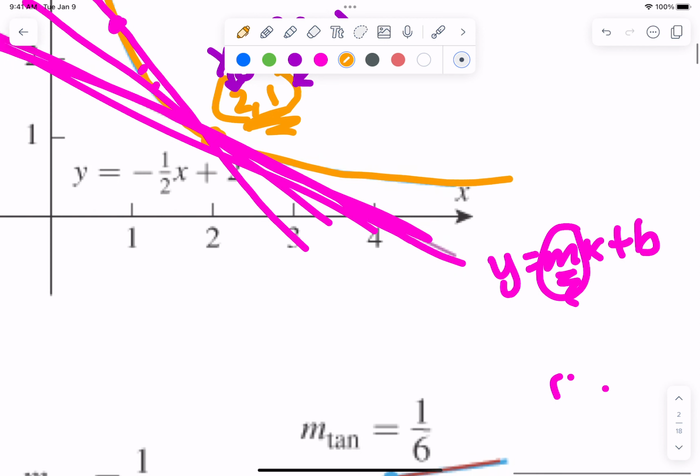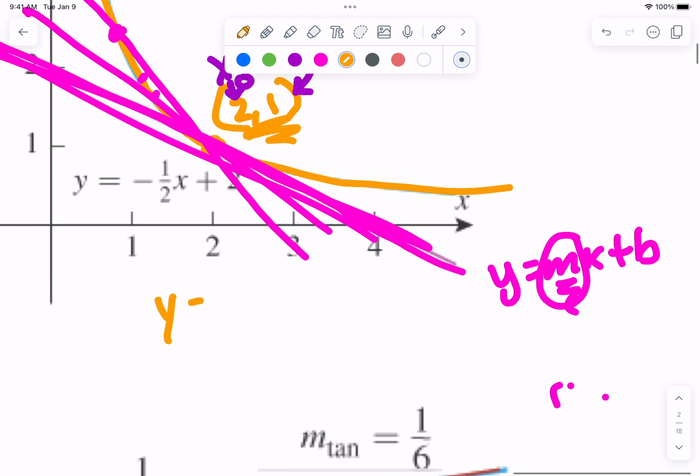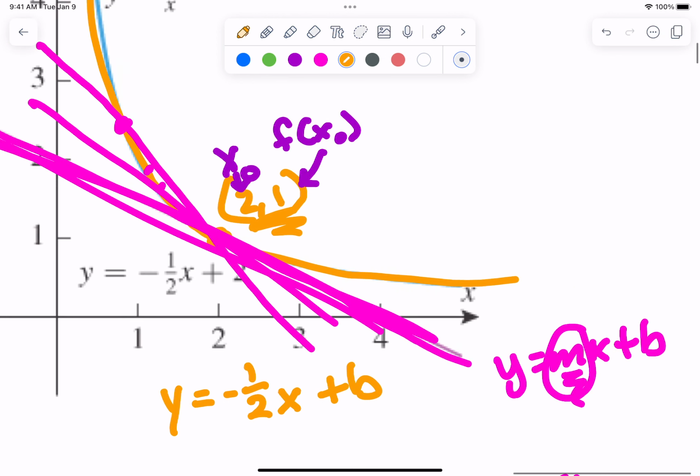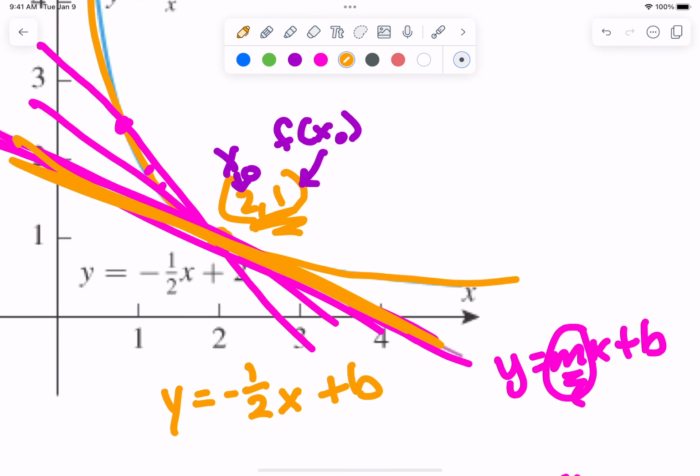So I have found the m part, and this is where we left off yesterday. If you want to pick up here, if you have not already filled this in, we have negative 1/2 x, and then all we have to do is find b if we want the entire equation of this line.